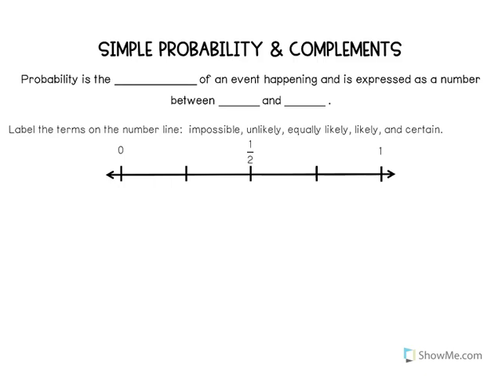So for this video, let's talk about simple probability. First of all, we have to remember what probability is. Probability is the likelihood of an event happening, and it is expressed as a number between 0 and 1. Expressed means that is how we write down what the probability is. And when we are talking about a number between 0 and 1, we are talking about a fraction.